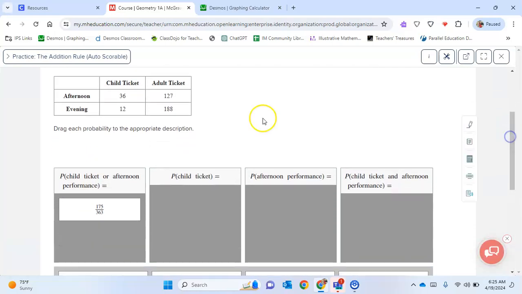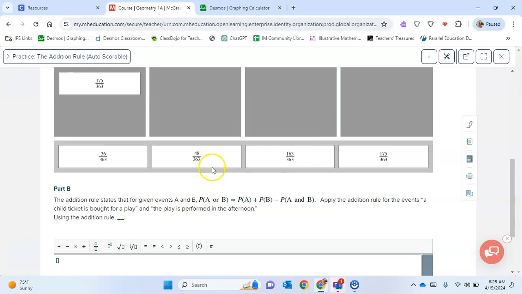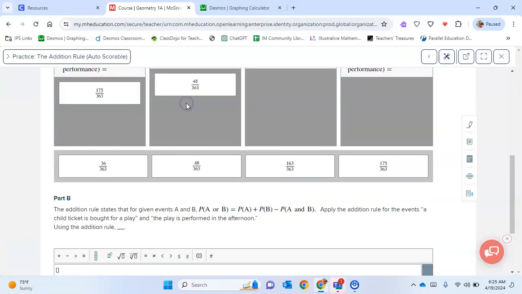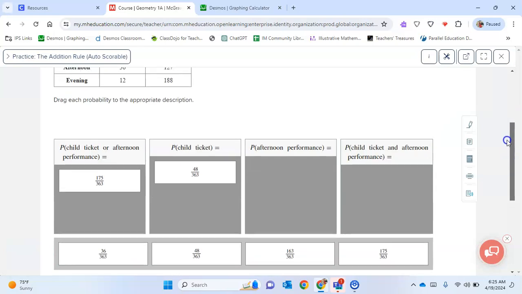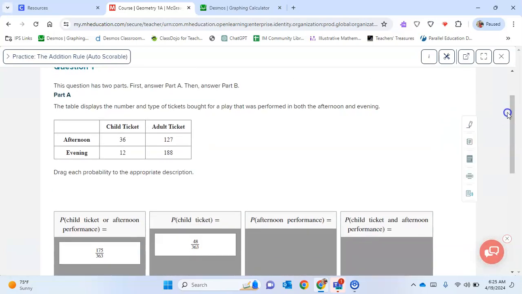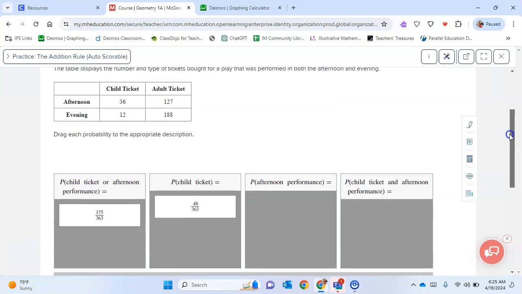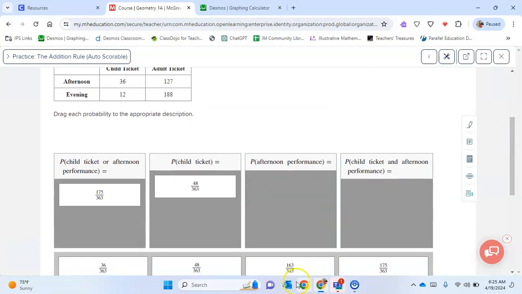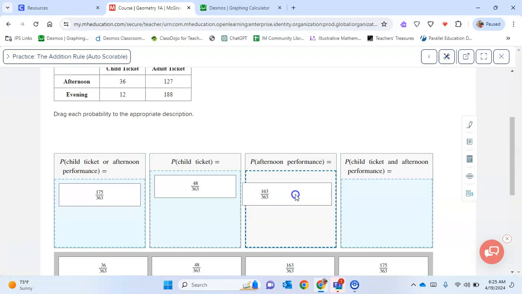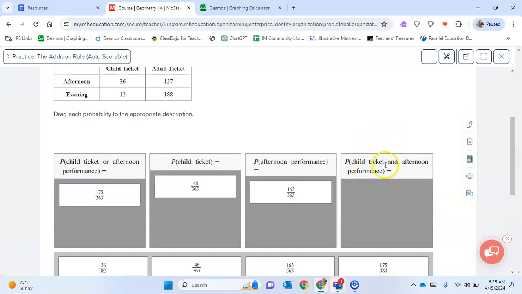Probability that it is a child ticket, we already talked about that. 36 plus 12 is 48 out of 363. Probability that it's an afternoon performance. The afternoon performance would be 36 plus 127. 36 plus 127 would be 163 out of 363. And finally, the probability that it's a child ticket and an afternoon performance, that's only 36 out of 363.